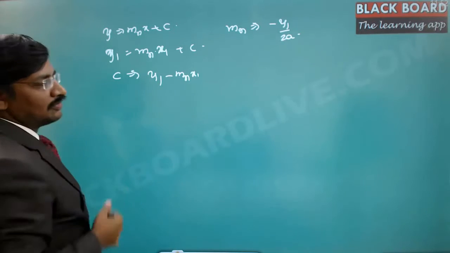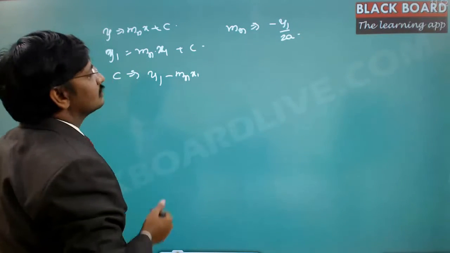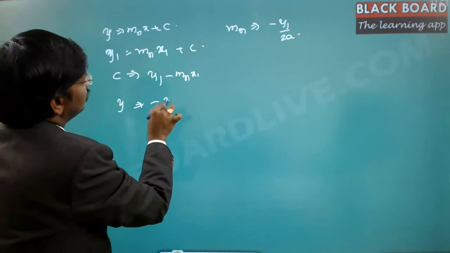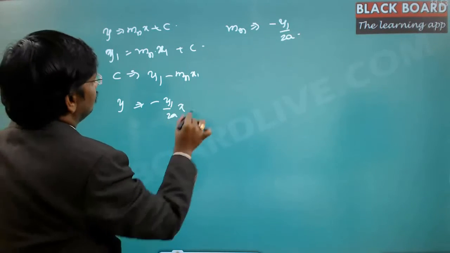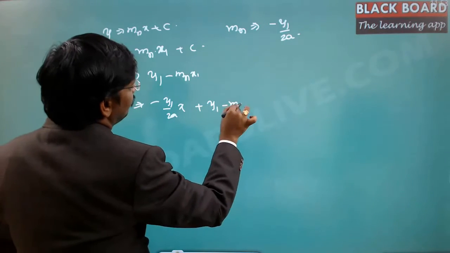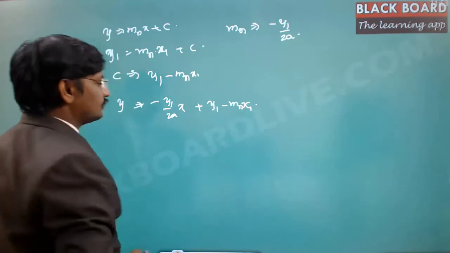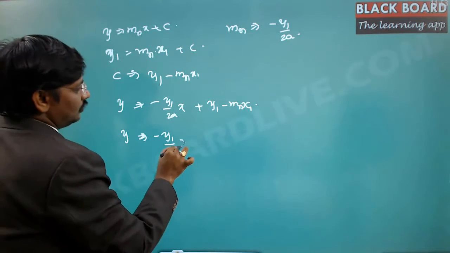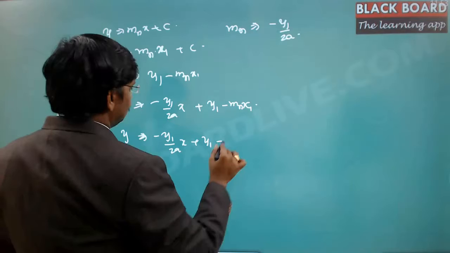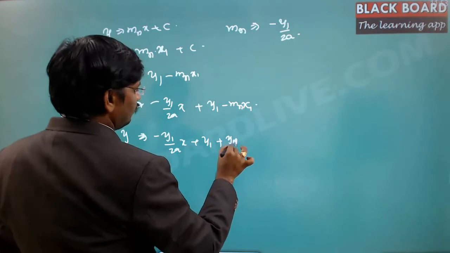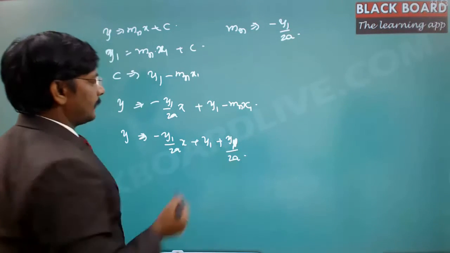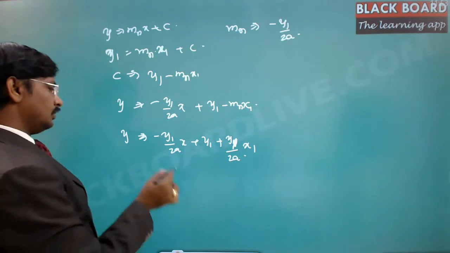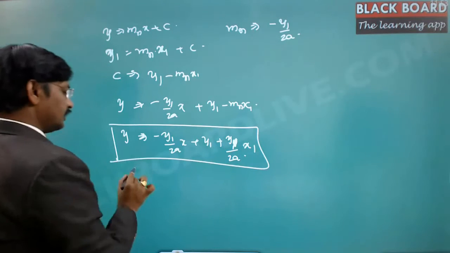You know the x1 y1 values, you know the mn value, so you can substitute these in this equation. Y is equal to minus y1 by 2a times x plus y1 minus mn into x1. So this is the equation of the normal, or y is equal to minus y1 by 2a into x plus y1 minus y1 divided by 2a into x1. So this is the equation of the normal.